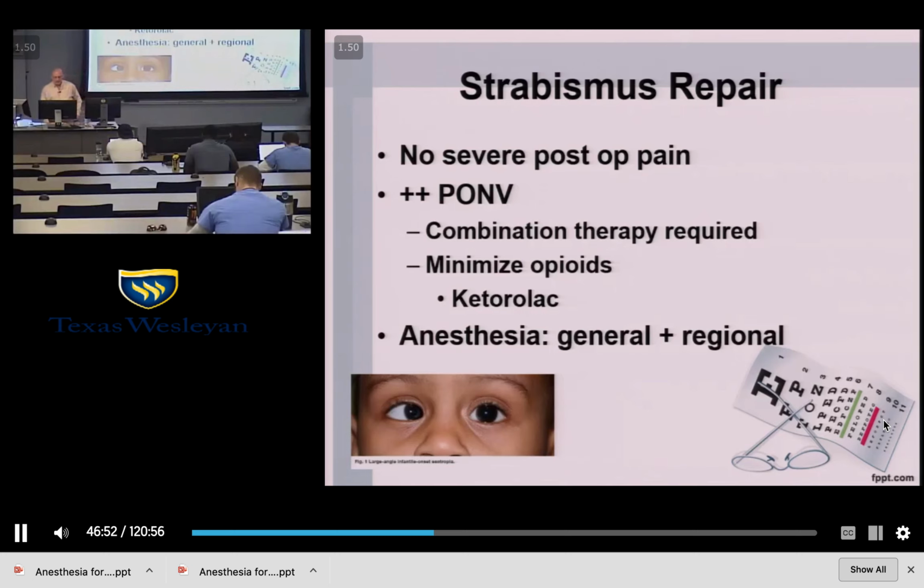Because these are typically children, I think I've done 1 on an adult, maybe 2. Because they're typically children, they're not going to lay still for regional anesthesia. So they're oftentimes done under general anesthesia with regional anesthesia as well.